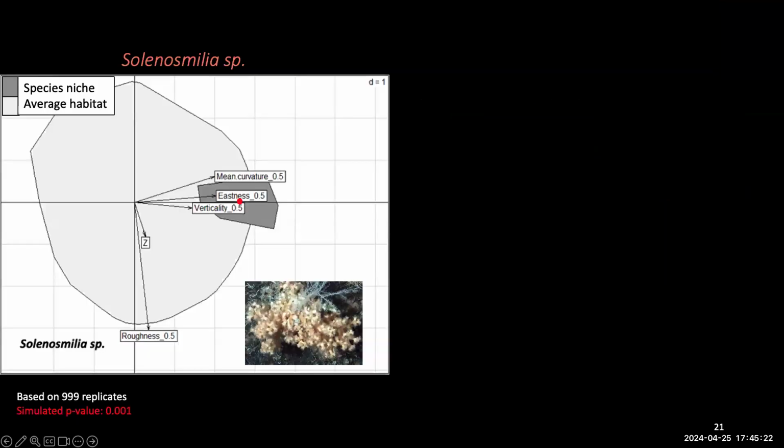So here you can see a representation of the average habitat conditions and the niche of one species. If you pay attention to the larger polygon that looks almost like a circle, this is the average habitat available to the species. And then the darker polygon, dark gray, this is actually the niche of the species. So in the x-axis, here, you can see how the niche goes very far away from the mean habitat conditions that are available to it, meaning that this species has a highly selective behavior for specific variables. And in this case, the most important was eastness for Solenosmilia, which makes sense because eastness is orientation, and orientation is related with currents. So currents might be something very important for this species.